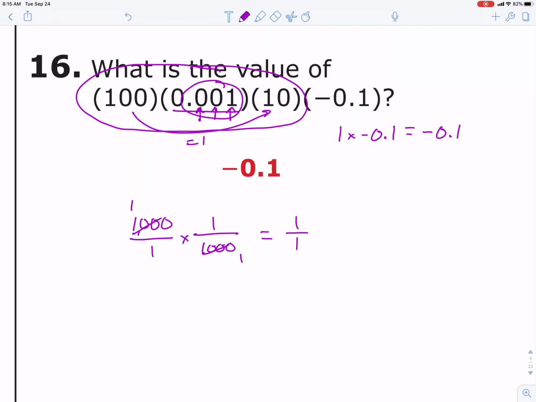Okay, you don't have to multiply in order. If everything's being multiplied, you can change the order. Okay, it doesn't work so much for division, but multiplication, you can move things around. If everything's being multiplied, it doesn't matter what order you multiply them in. Okay, so that is the last problem.